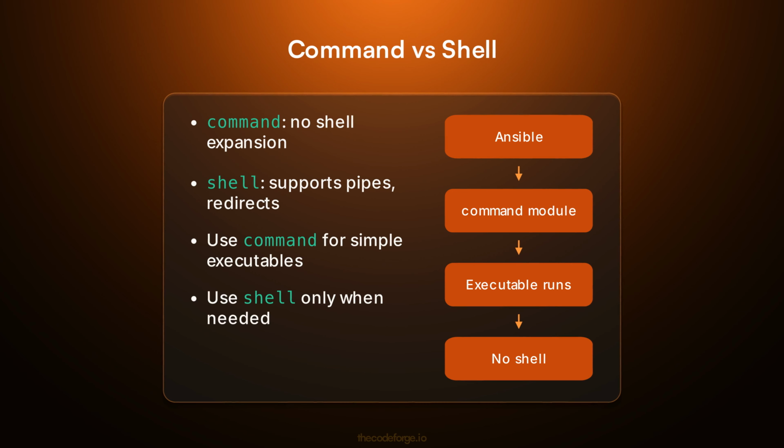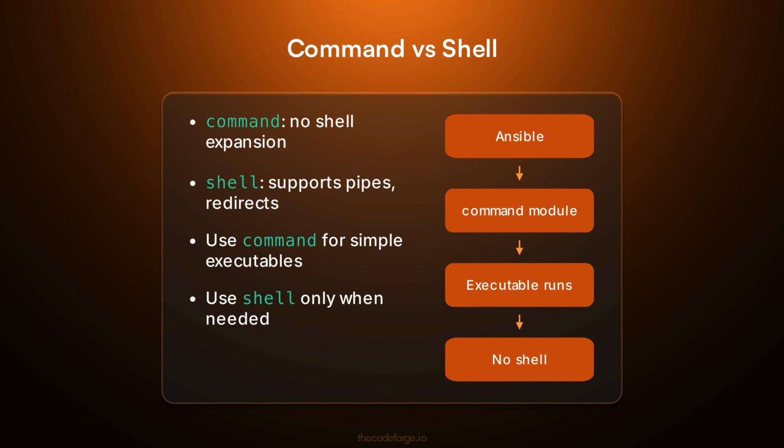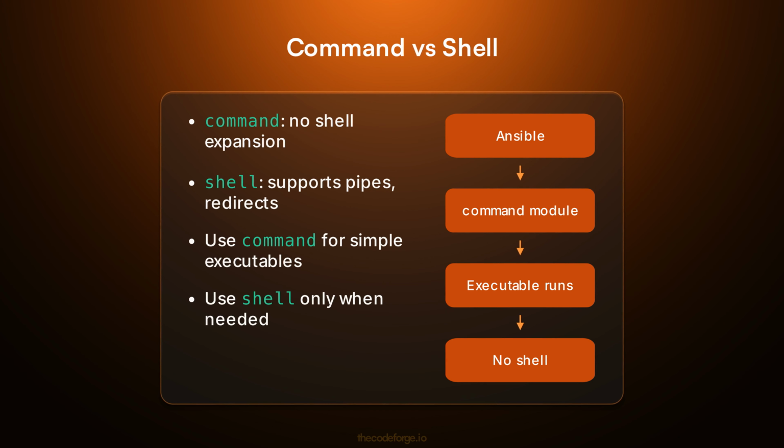The fundamental difference: command runs the executable directly, while shell invokes a shell first. This means shell expands environment variables like $HOME, supports pipes with |, and handles redirection. But that flexibility comes with risks: shell injection, and non-idempotent behavior if not careful.